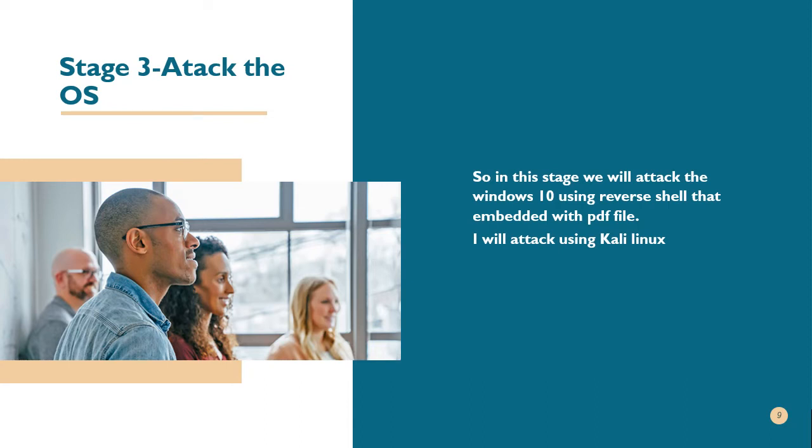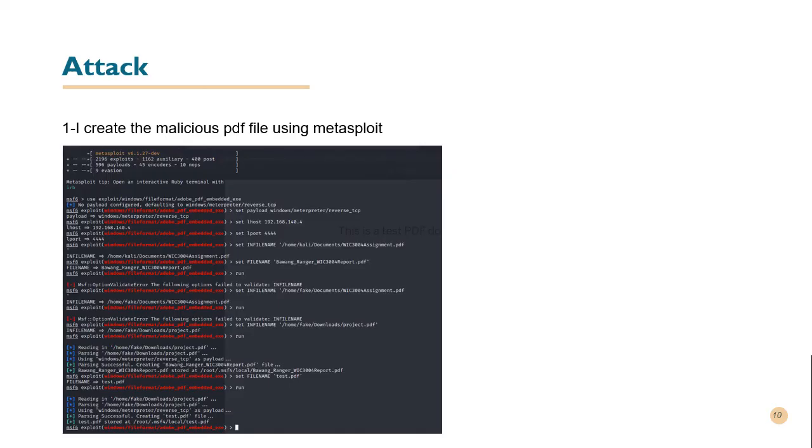In stage 3, which is attacking the operating system, we will attack Windows 10 using a reverse shell that's embedded in a PDF file. I will attack it using Kali Linux. The first thing I do is create the malicious PDF file using Metasploit, which creates a PDF file containing a payload for a reverse shell for Windows 10.